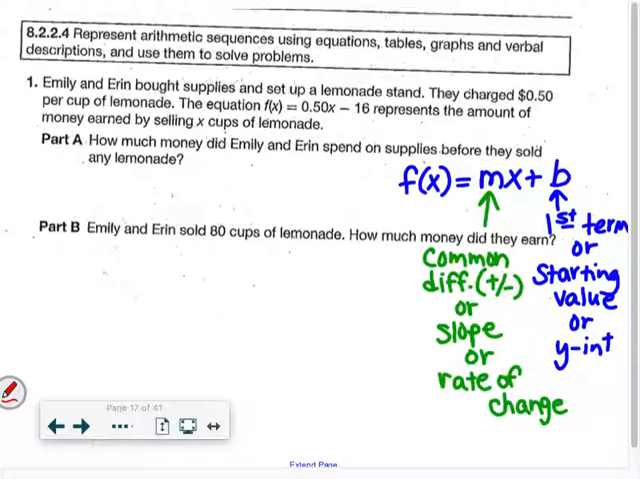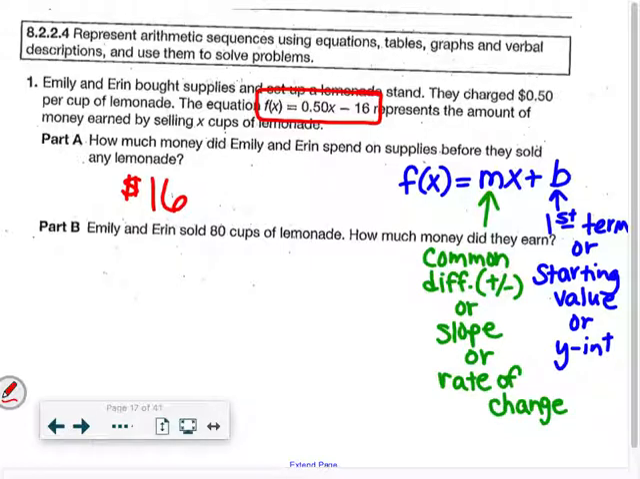Emily and Aaron bought supplies and set up a lemonade stand. They charged 50 cents per cup of lemonade. The equation f of x equals 0.50x minus 16 represents the amount of money earned by selling x cups of lemonade. Part A, how much money did Emily and Aaron spend on supplies before they sold any lemonade? If you analyze this equation, hopefully you recognize that the starting point is the negative 16. So that means that they spent $16 on supplies.